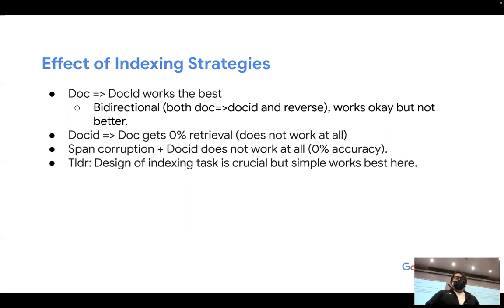An interesting follow-up is that we plan to pre-train this model from scratch to see whether, if you give enough pre-training, this actually does work well. So the TLDR here is that the design of the indexing task is crucial, but the simple one works the best. The first thing that we tried was doc to doc ID, and that worked already. We continued to investigate more, and it seems like nothing beats the first thing we tried. That was interesting as well.